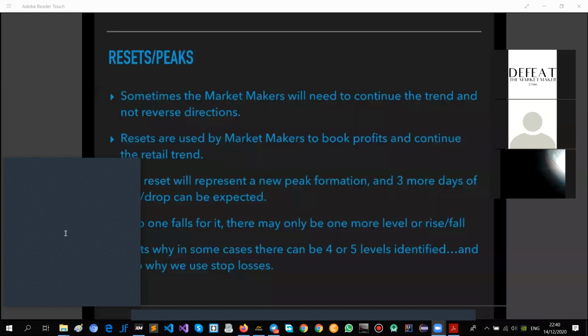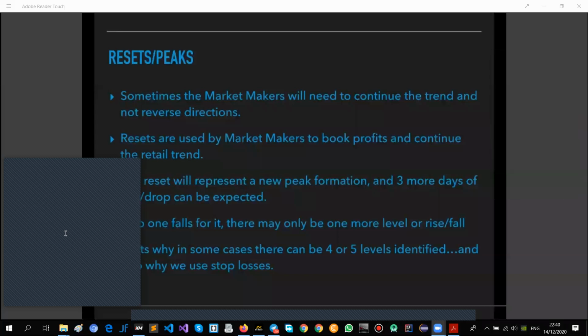I was wondering, the TDI. Don't worry about the TDI. We're going to talk about it in a particular video. There's going to be a particular video for the TDI.